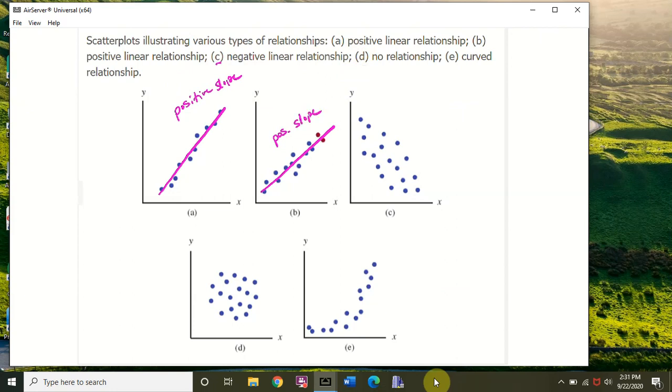Notice that C says we have a negative linear relationship. It's not quite as strong a linear relationship as A or even B, because the dots tend to be a little more spread out. But we can see with a little bit of effort that if we were to try to draw some line in here to model the data, it would certainly have a negative slope. So that's what's meant by a negative linear relationship. It really comes down to the slope.